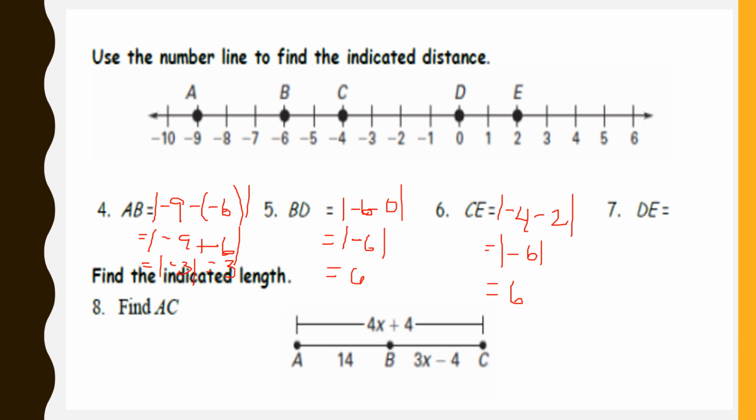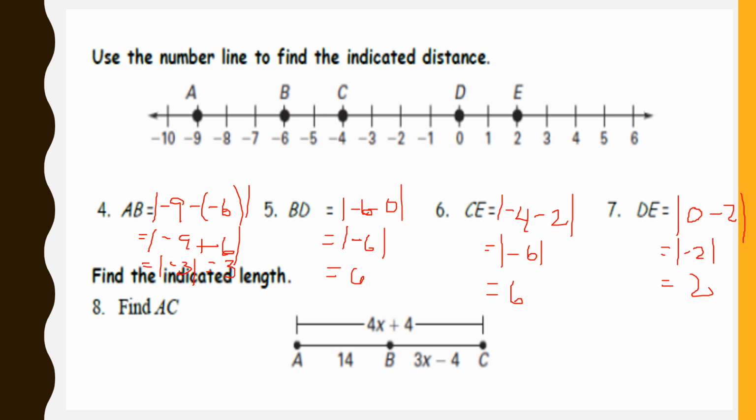What about DE? For DE, we have the absolute value of 0 minus 2. Okay, so we have 0 minus 2, of course, negative 2. The absolute value of negative 2 is 2. So therefore, the distance between D and E is 2 units. All right. What about this one?